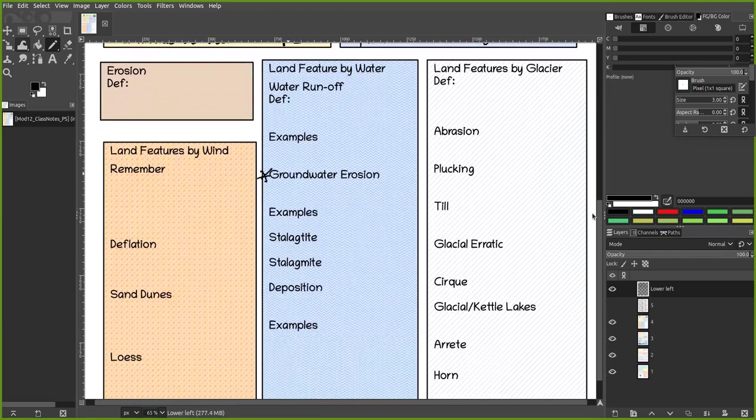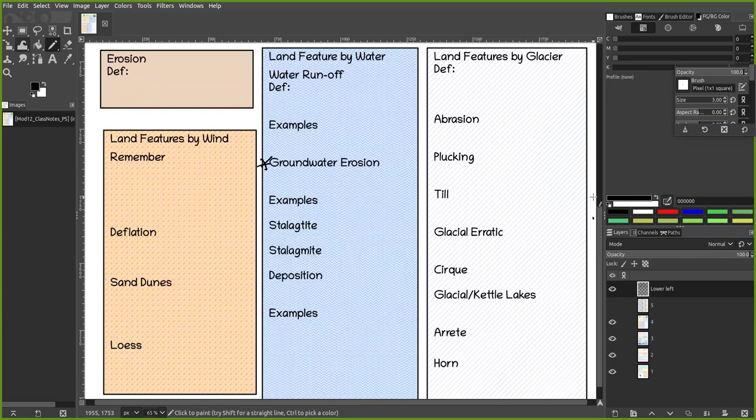Because erosion is the next thing we're going to talk about. Erosion is the processes that move sediment. So we have weathering that breaks the rock down into pieces, and then erosion takes this sediment and moves it away. And we're going to talk about wind, water, and glaciers. These are the 3 major ways that sediment has moved around on the planet.